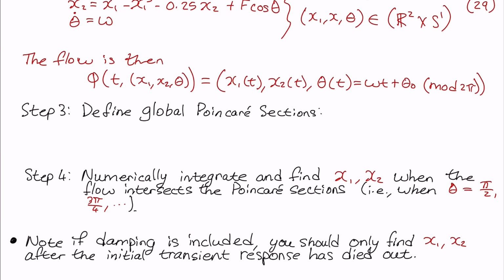From here, we're going to now define our global Poincare sections, and then we're going to just do a quick sketch of what this would look like for an example. So let's say theta is equal to pi over 2, 3 pi over 4, pi, and 3 pi over 2. We're going to look at those sections.